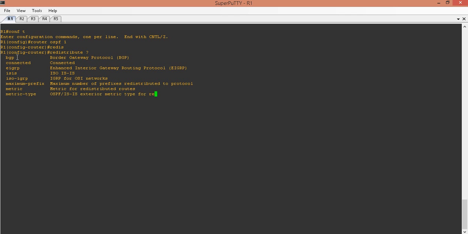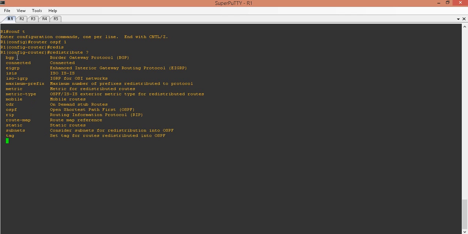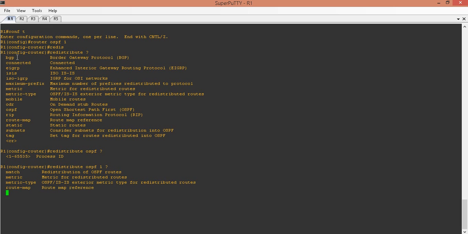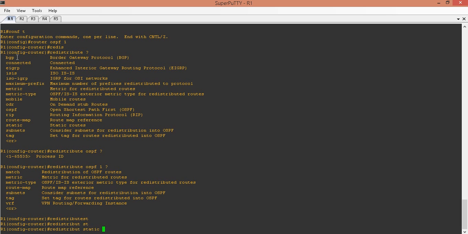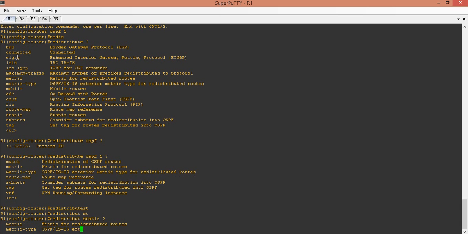Type redistribute, and the question mark is very handy here. Redistribute, OSPF process, run. We are supposed to redistribute static here. So let's see. Okay, static. So redistribute static subnets.